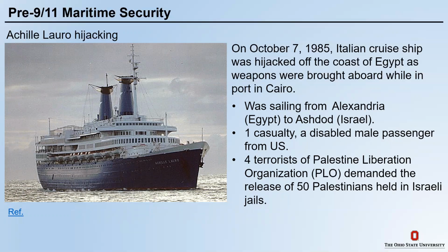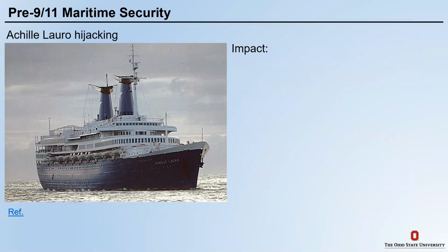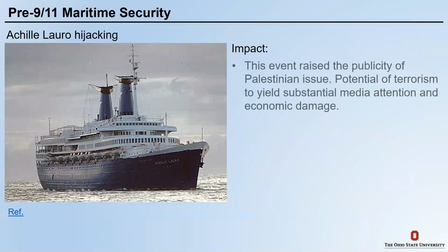I should not say boat. It was a ship, right? They demanded the release of 50 Palestinians held in Israeli jails. This ship actually stopped in port in Cairo, I think, to pick up more people because it was a cruise ship, right? Tourists, and weapons were carried on board in Cairo. So what's the impact here? Firstly, it raised the publicity of the Palestinian issue. It drew so much attention from international society and media.